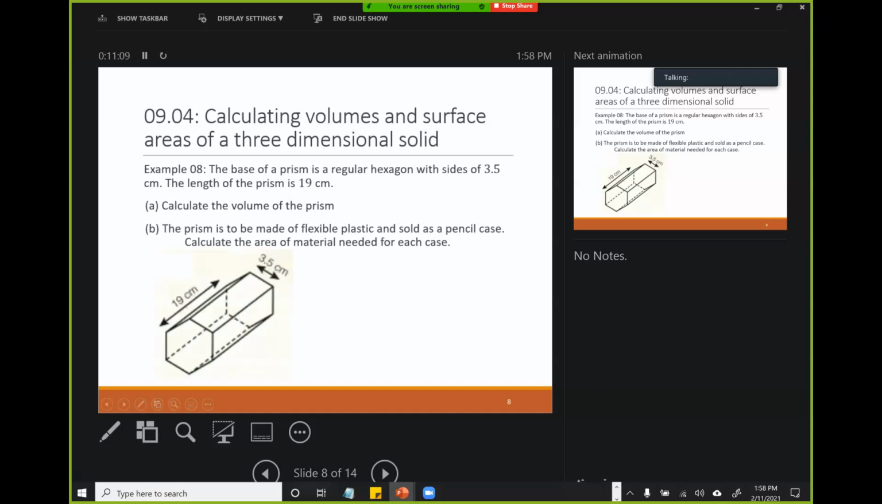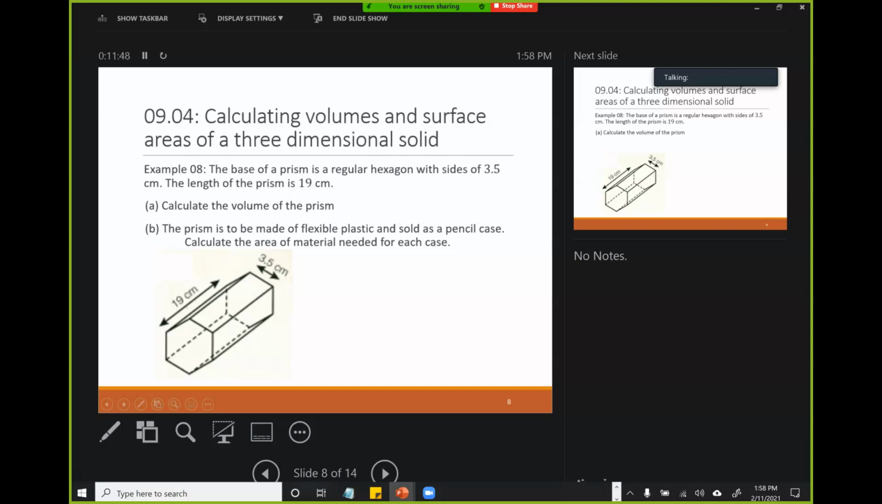Okay. So I'll start by drawing myself a picture. So here's my prism. Notice the bases here are regular hexagons. We have 19 centimeters between those hexagonal bases, and each side of that hexagon is 3.5. Remember, regular means all the sides are the same and all the internal angles are the same. So like an equilateral triangle is the same as a regular triangle. A square is the same as a regular quadrilateral. We don't have a special name for other regular figures. We just call them regular pentagon or hexagon or whatever.